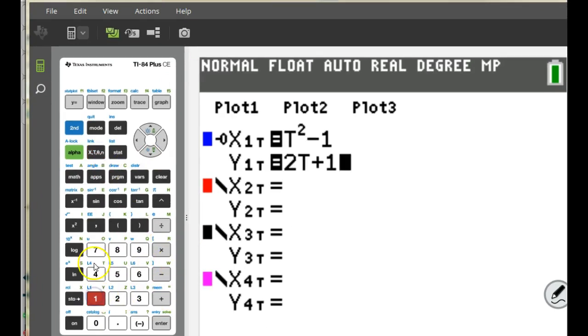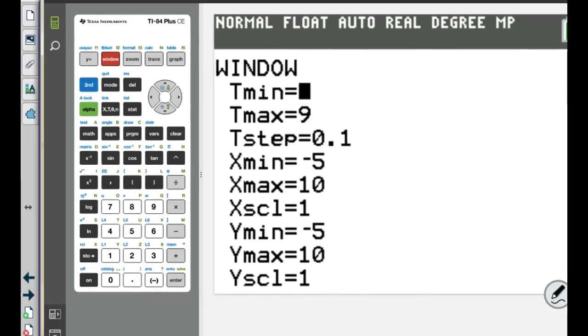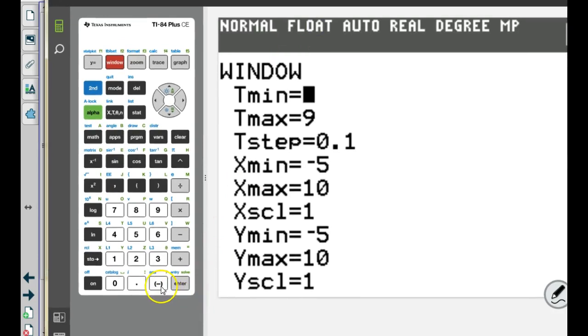But it will not graph correctly until you have in the window put in the right t values. We want it to have endpoints, and those occurred when t was between -3 and 1. So the min is -3 and our max is just 1. We leave the t-step at 0.1. If you watch the video from yesterday, you can see what happens if you change that.